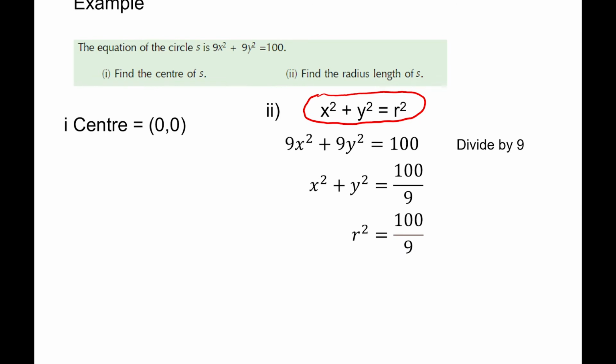R squared is equal to 100 over 9. And square rooting this value gives us r. R is equal to 3.3. Please pause and take down this example.